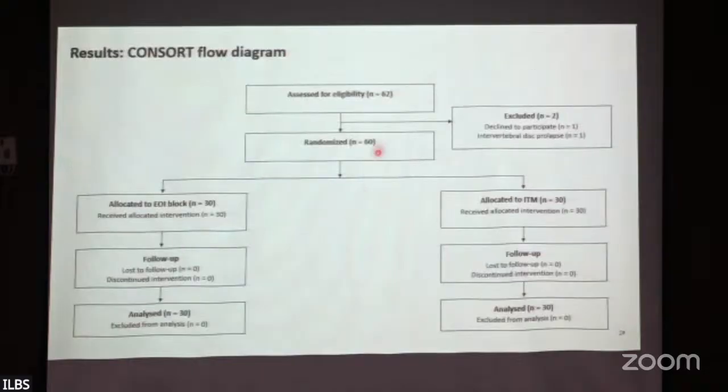Coming to the CONSORT flow diagram, 62 patients were assessed for eligibility and 2 donors were excluded because one declined to participate and one had a history of intervertebral disc prolapse. 60 donors were randomized with 30 in each group, 30 in the EOI group and 30 in the intrathecal morphine group, and all the donors were followed up. No one was lost to analysis and all the donors were analyzed.